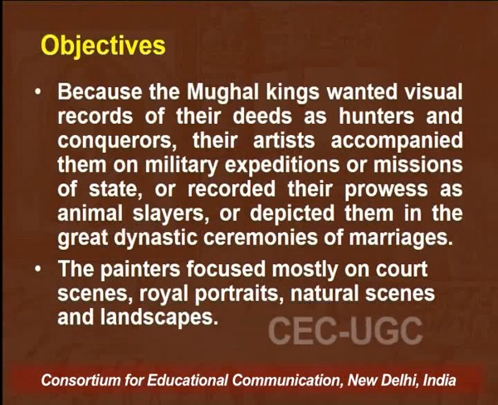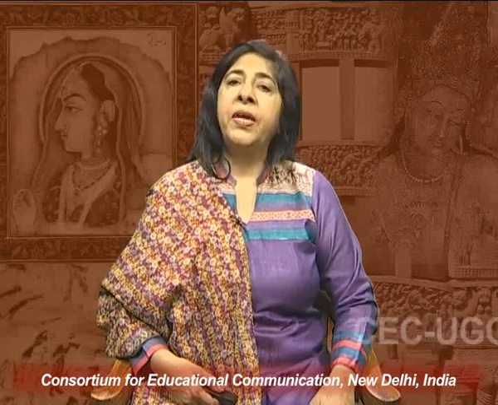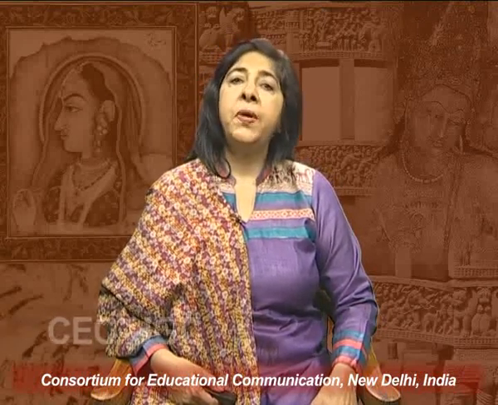The painters focused mostly on court scenes or royal portraits, some natural scenes as well as landscapes and hunting scenes. These were some of the important and favorite subjects. While Humayun and Jahangir encouraged paintings that portrayed events from their respective lives, in Shah Jahan's reign, painters began giving importance to portraiture. So, we see that different Mughal rulers had a different aspect that was added to miniature painting.